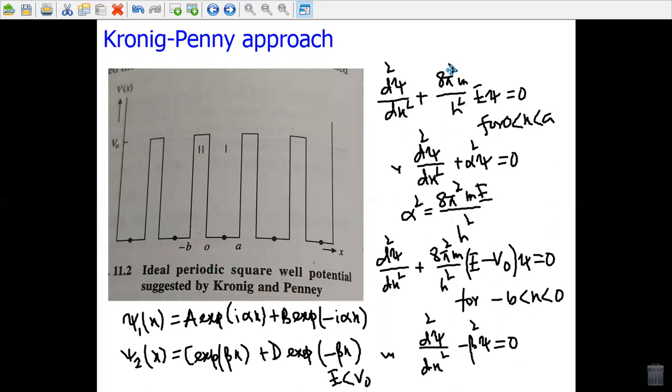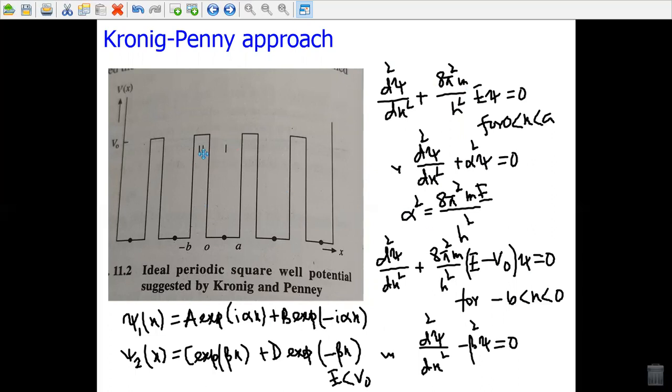So the corresponding Schrodinger equation, this is region 1 and region 2, is of the form d2 psi by dx square plus 8 pi square m by h square E psi equals 0 for the region 0 less than x less than a, or region 1. This Schrodinger equation is for region 1, and this turns out to be plus alpha square psi, where alpha square is approximated as 8 pi square m E by h square.